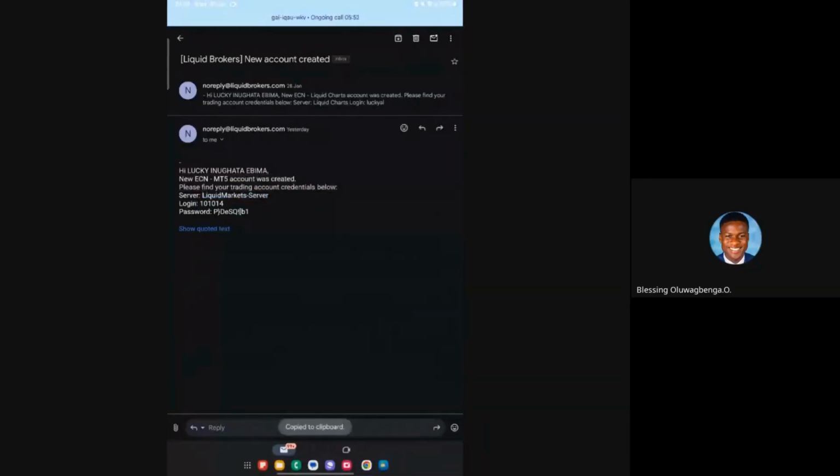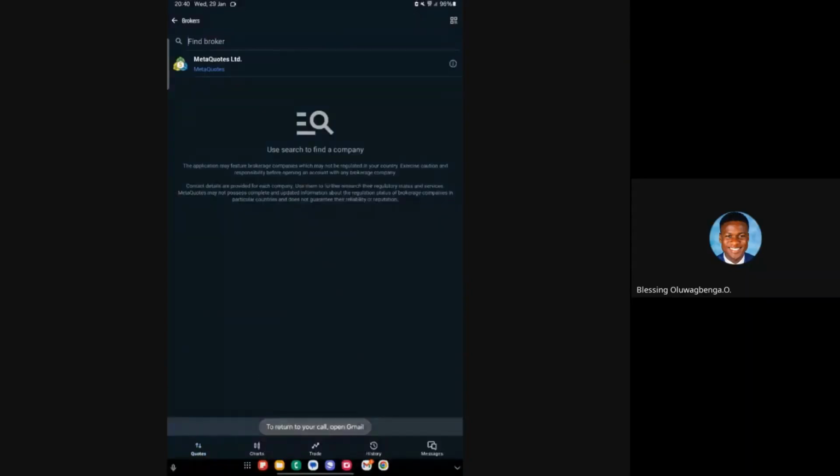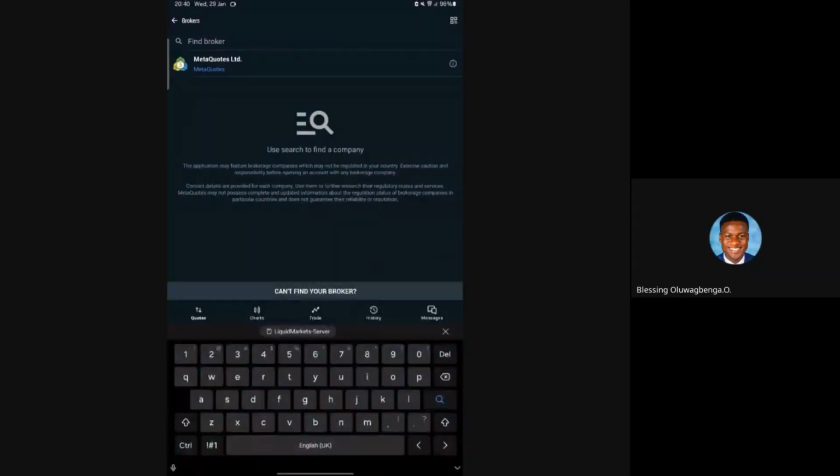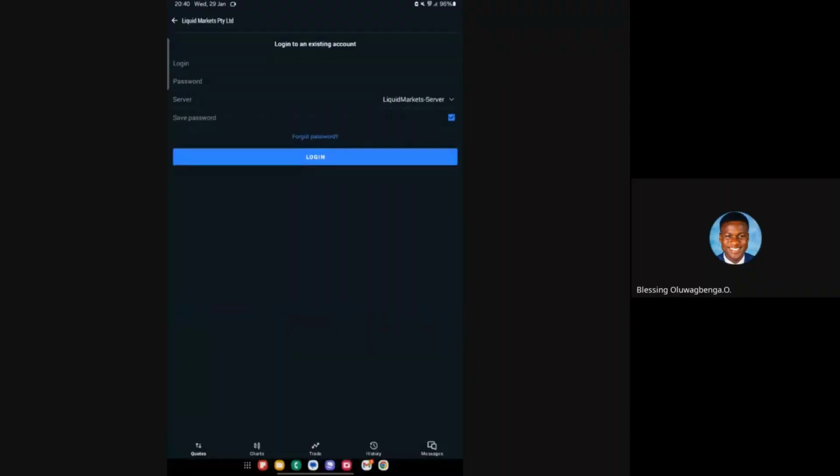So I will go to my MT5 right now, add trading account, search broker. So I pasted my Liquid Markets server. I want to connect my broker right now. So you can see the Liquid Markets here, so you select Liquid Markets. So you can see login, password.